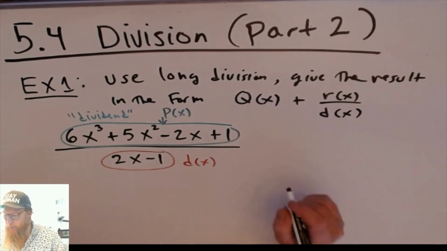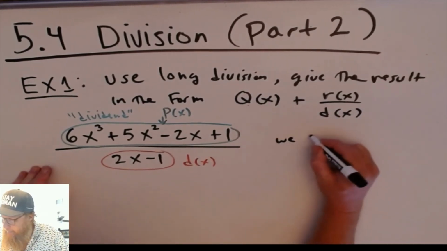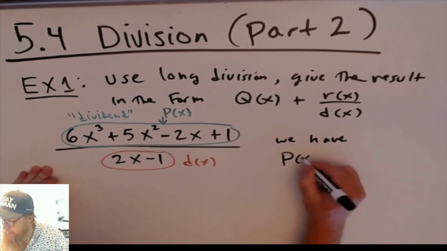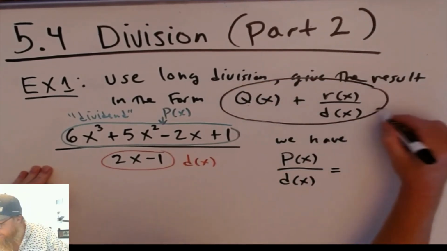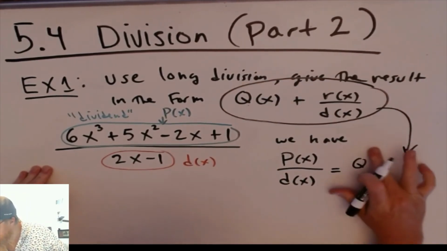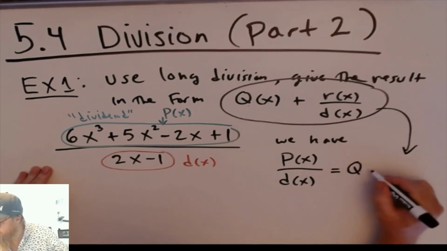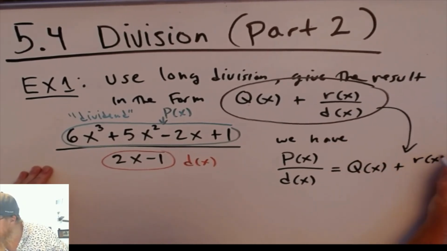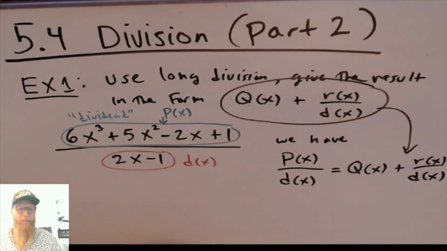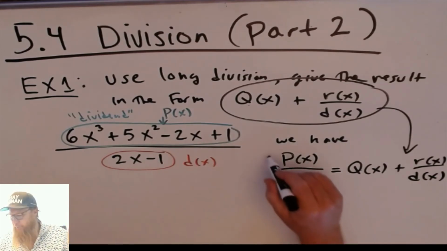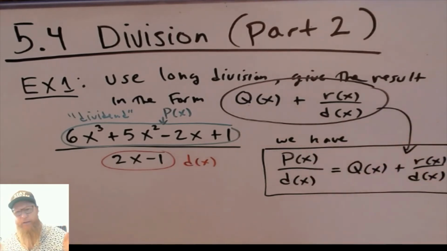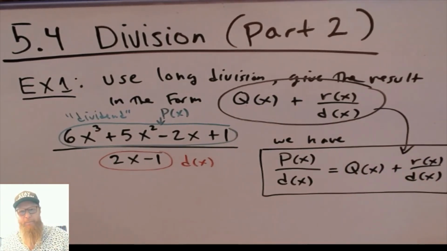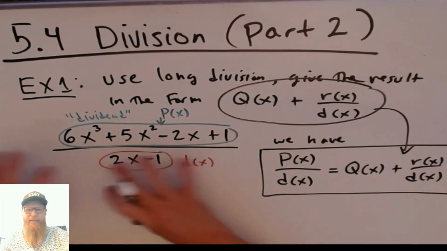So basically what we're saying is P of x over D of x is equal to, and we're going to write our answer in this form, our result, Q of x plus R of x over D of x. All right, so I just kind of want to set the stage for that. Unless I give some other instruction, this is how I'm going to express the results. Now, I've already used up all my space explaining that.